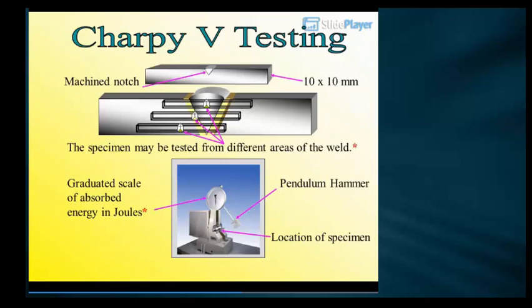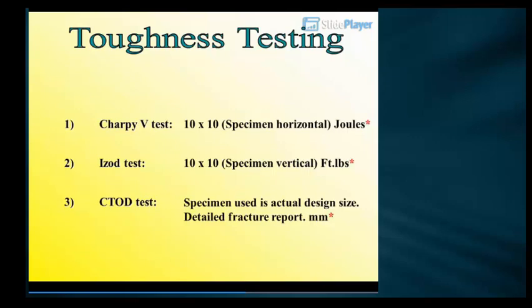Charpy V testing. Machined notch. 10 by 10 mm. The specimen may be tested from different areas of the weld. Graduated scale of absorbed energy in joules. Pendulum hammer. Location of specimen. Toughness testing: 1. Charpy V test. 10 by 10, specimen horizontal, joules. 2. Izod test. 10 by 10, specimen vertical, ft-lbs. 3. CTOD test. Specimen used is actual design size.